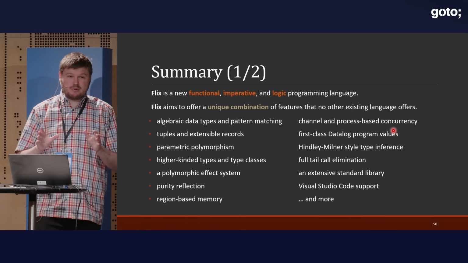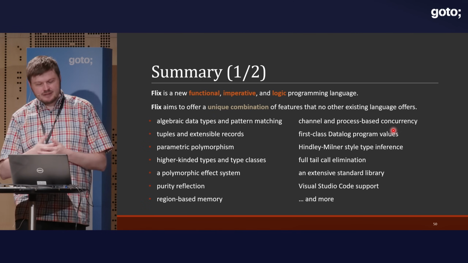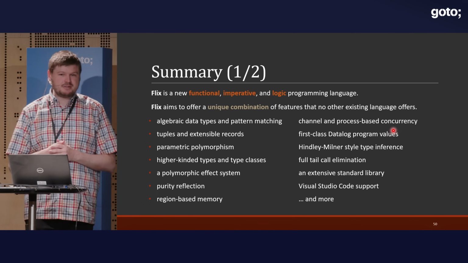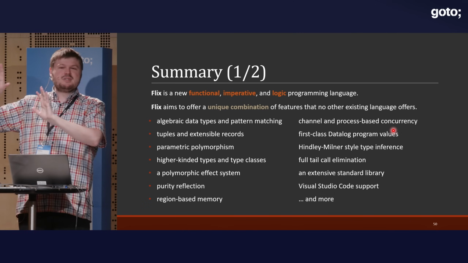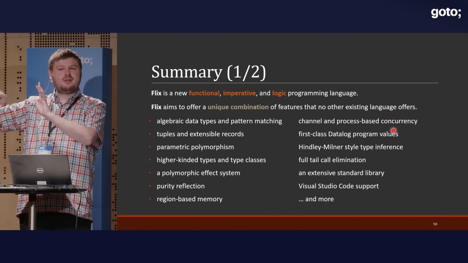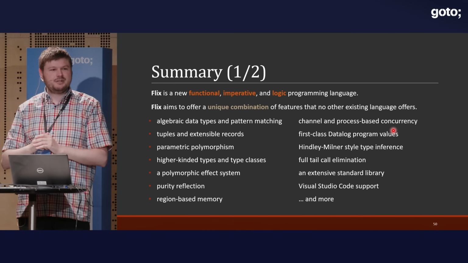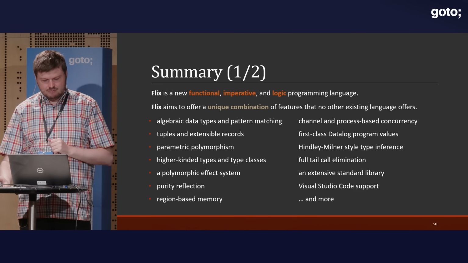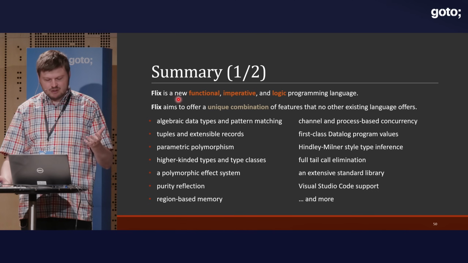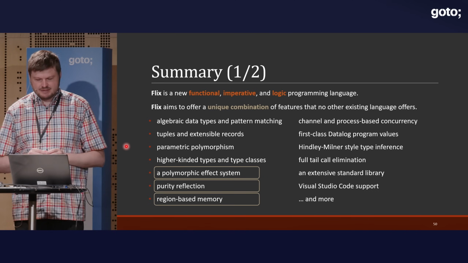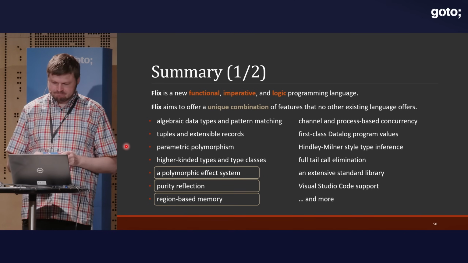And so in summary, I've talked about Flix. It's a functional, imperative, and logic programming language. We did not talk about the logic part at all, but the point, at a very high level, was that you could write a function and do some logic programming inside it. That's a topic for another day. Now, one goal is to have a unique combination of features that other languages do not have. I'm not going to go through them. We talked about these today.